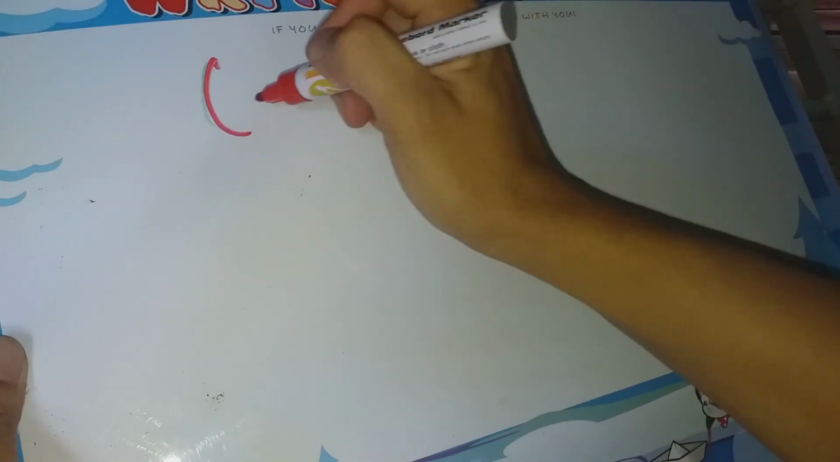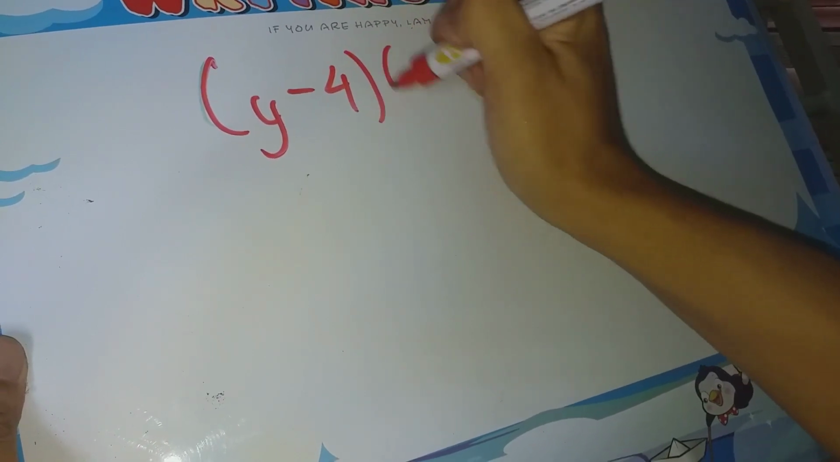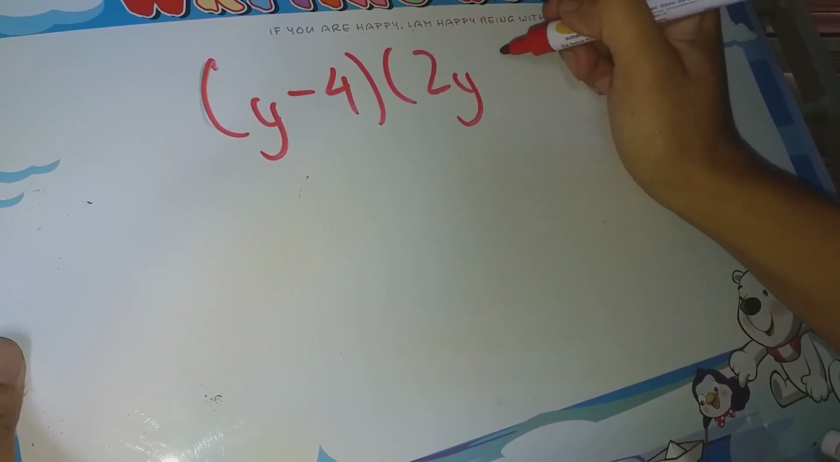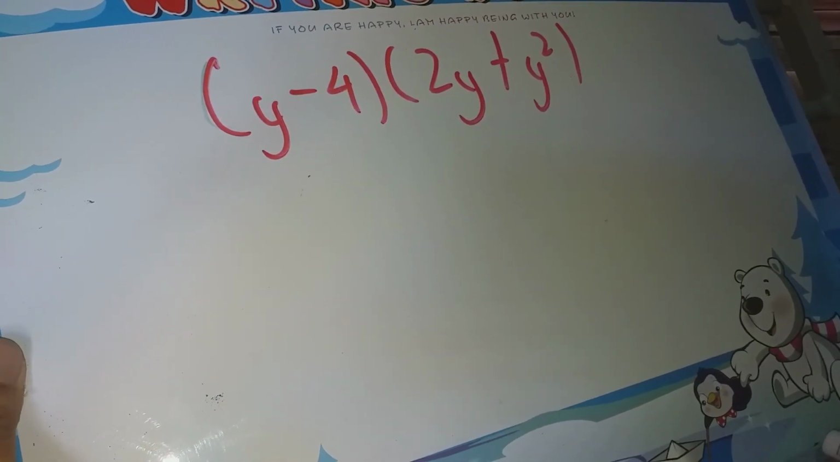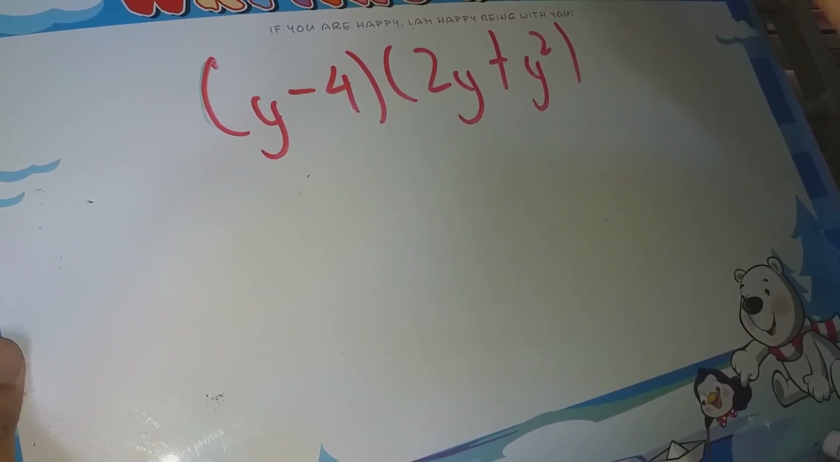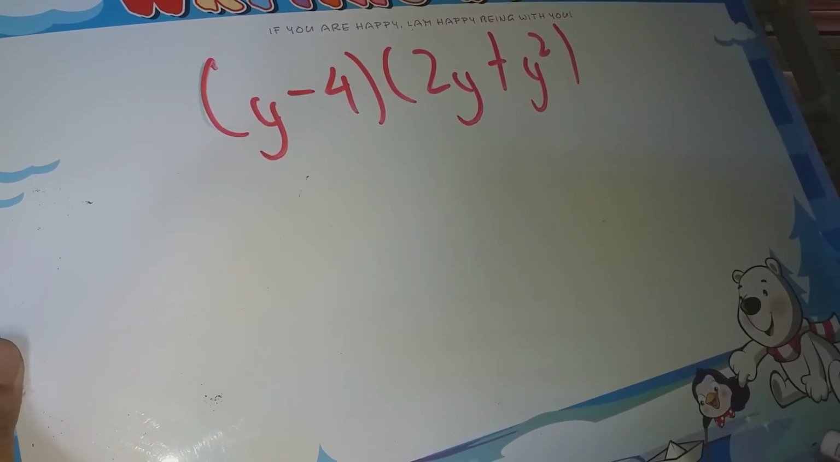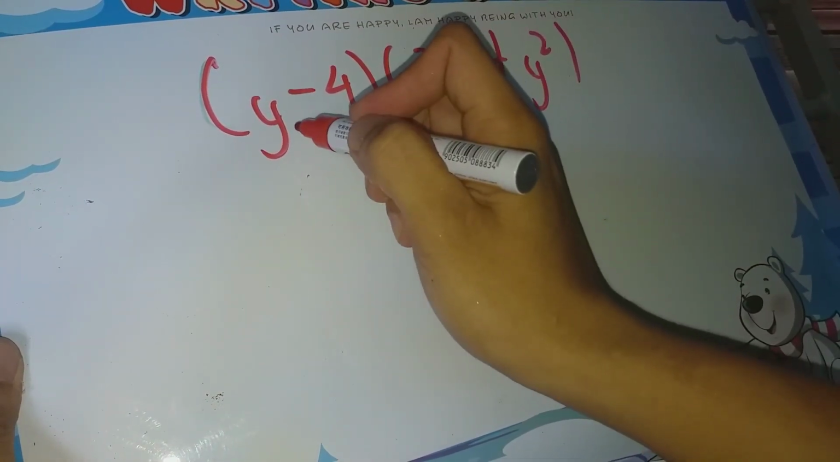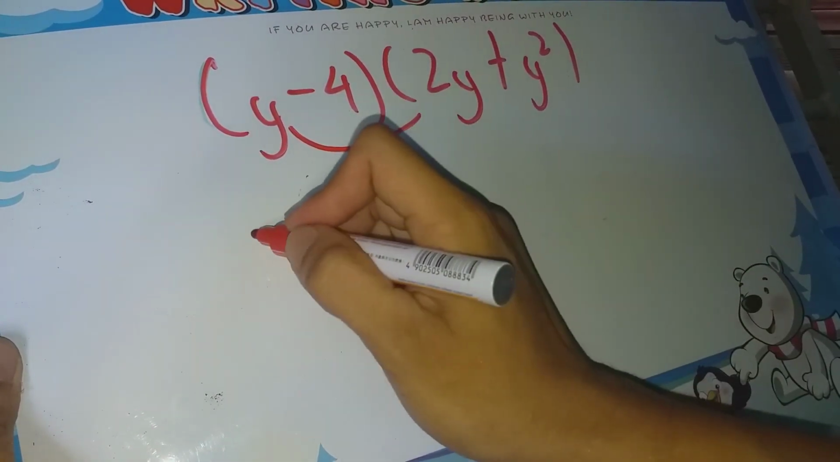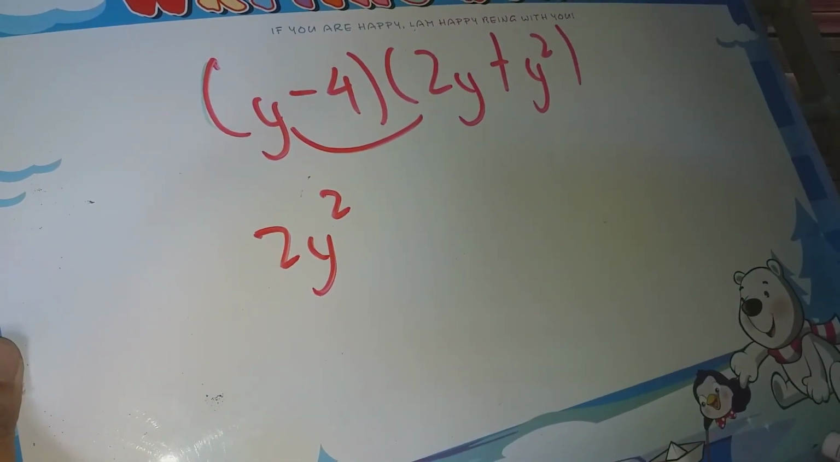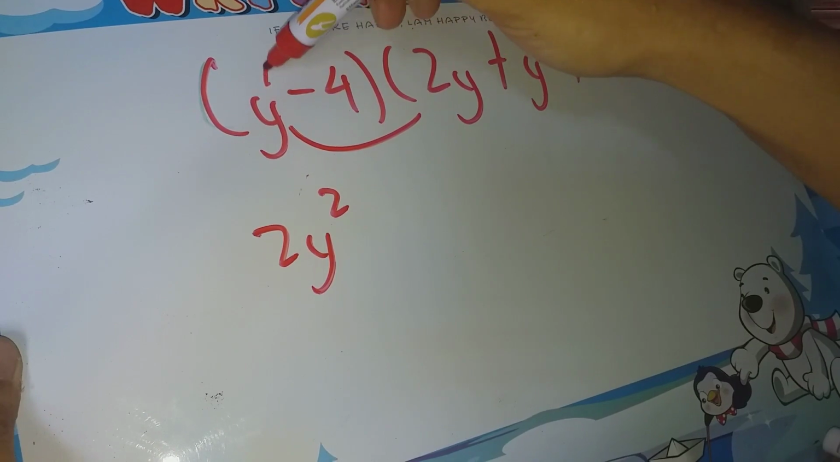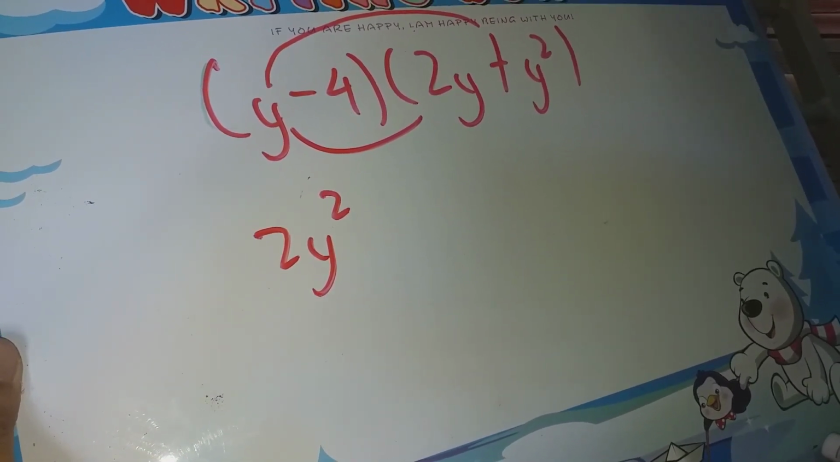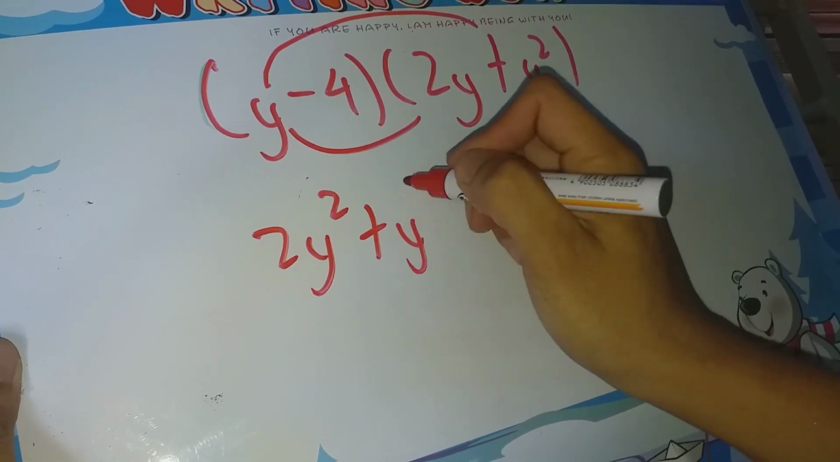The last one, the problem number 6 is y minus 4 multiplied by 2y plus y squared. Some of you got the wrong answer because you proceeded to finding the derivative, but in this case, we must simplify first using the FOIL method. So the first term, y multiplied by 2y is 2y squared. And then the outer term, y multiplied by y squared is positive y cubed.